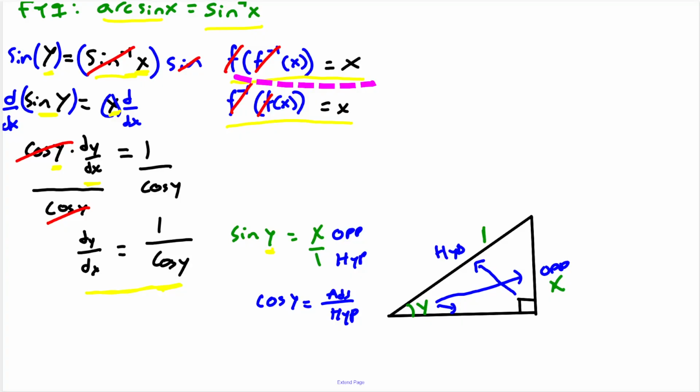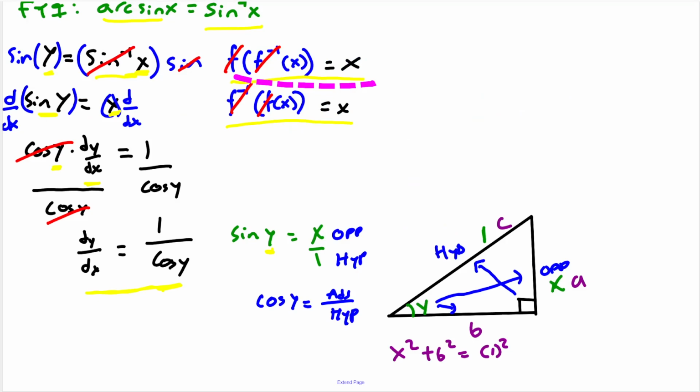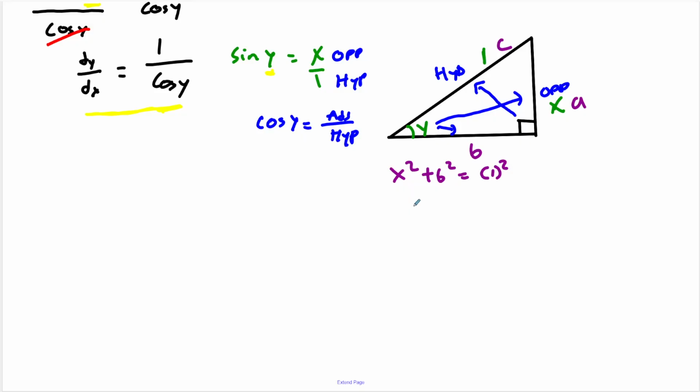Pythagorean theorem. We can call this C, we can call this A, we can call this B. So we can say that x squared plus b squared equals 1 squared. X squared equals 1 minus b squared. Or no, sorry. What did I just do? B squared equals 1 minus x squared, and b equals the square root of 1 minus x squared.